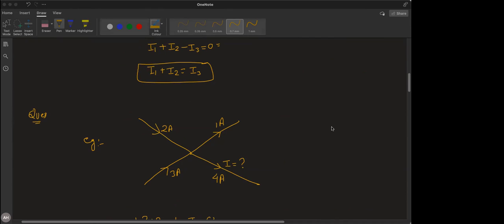We discussed the sign convention also. Minashi, what was that sign convention? Rise in potential is positive and fall in potential is negative. Yes, rise is positive and fall is negative.